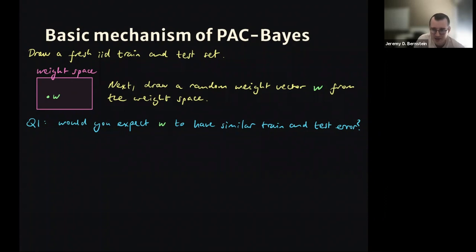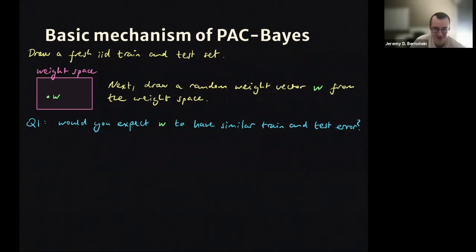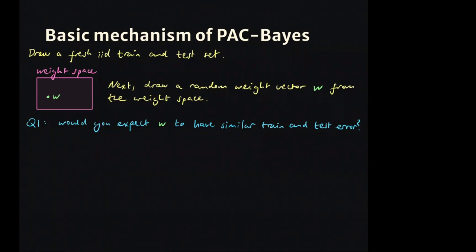Right, this process is something that anyone who's trained a neural network has probably done a million times. You randomly initialize your network. Does it have very different train and test error? The expected difference is 0. Yeah, so you would expect them to have 0 difference.